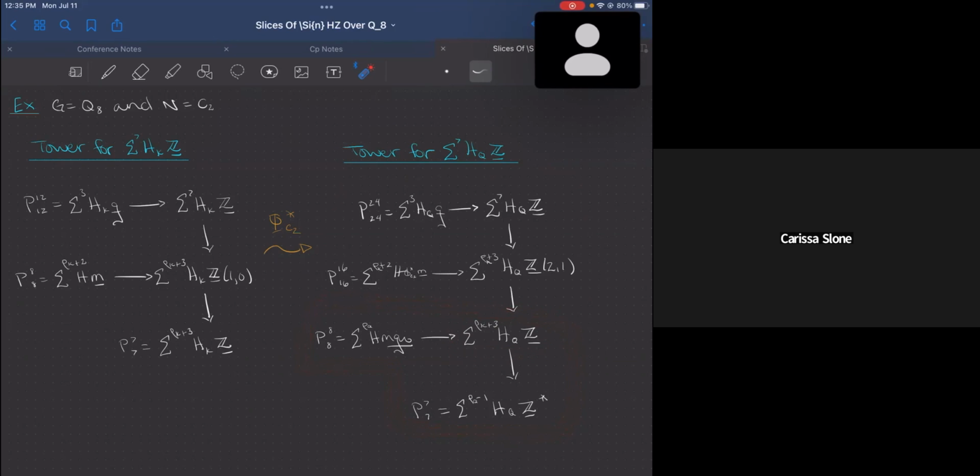And so this reduces a lot of the work for finding slices for a larger group, say for the quaternions, because we can pull back from Klein 4 a good chunk of the tower. And then we have fewer slices to find. The timing was a little fast there, so that's actually all I have for you today.